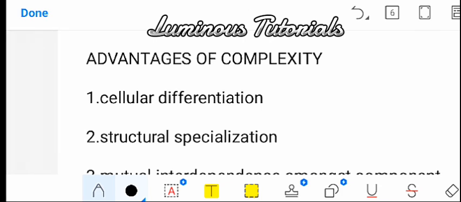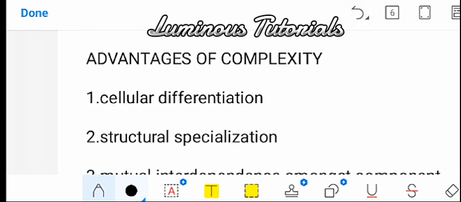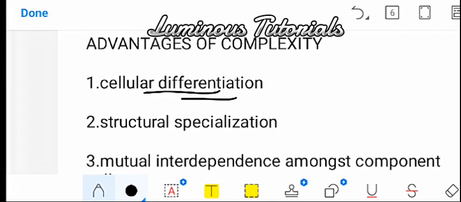And what is the advantage? Number one, cellular differentiation. Complex animals, for example, like monkeys, have different cells that do different functions. Like for example, the cells in the monkey that will cause the monkey to reproduce, are you there, is different from the cells that will cause the monkey to see. They are two different cells. Am I communicating? That's what differentiation. Are we good?